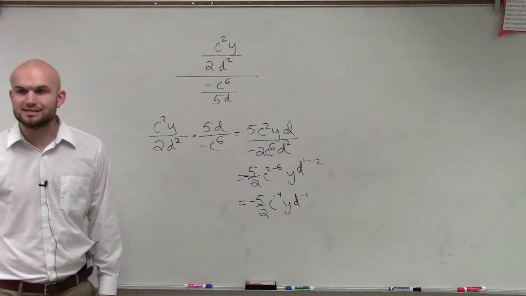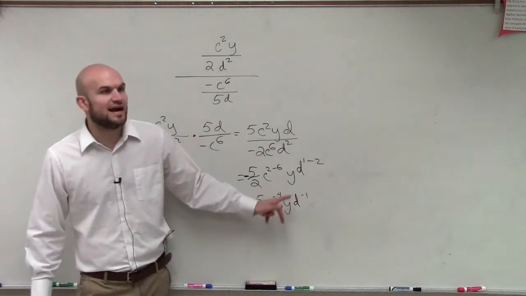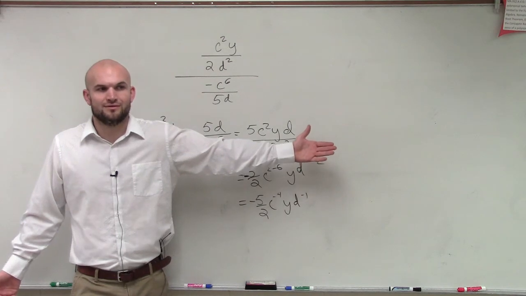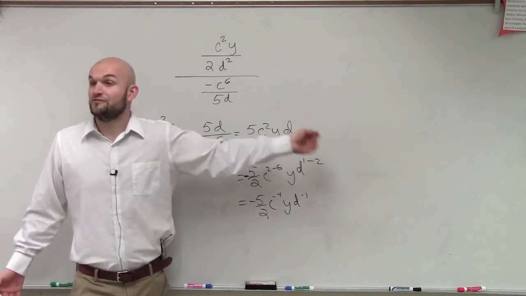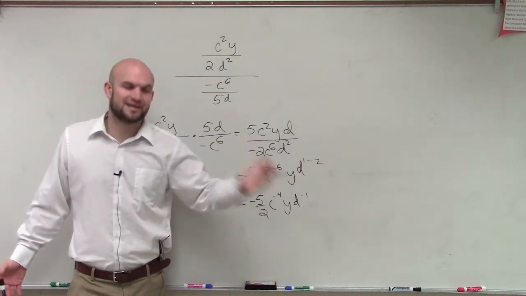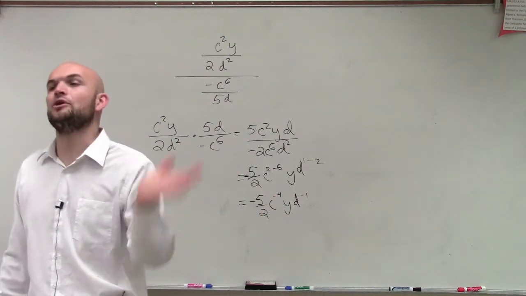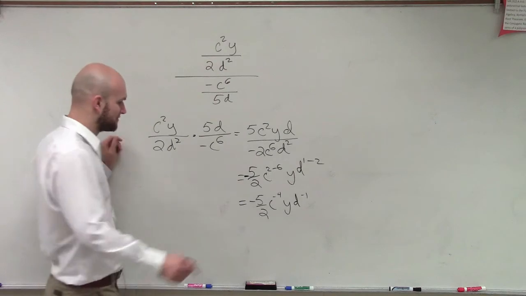Okay? And then last thing, guys, remember, when you have exponents raised to a negative power, they go in the numerator or the denominator? If they're in the numerator and they're negative, they go into the denominator. If they're negative in the denominator, then they go up to the numerator. So it's just kind of a trick question.